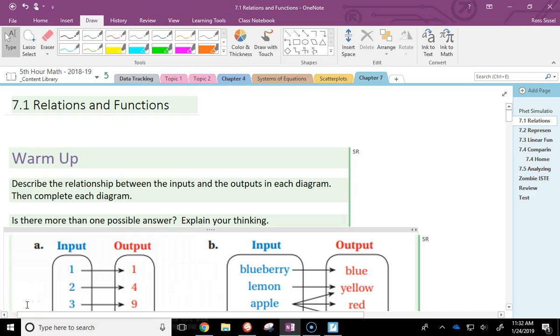Alright, so we need to go ahead and open up our notebooks. We are going to start our function unit.